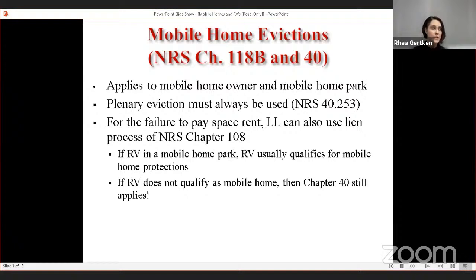And then if an RV, and I talked a little bit about the definitions of a mobile home park. If it's an RV in a mobile home park, the RV usually qualifies for mobile home protections. Generally speaking, RVs have lesser protections against eviction because you're in an RV, it should be mobile, you should be able to drive off. But if it qualifies as a mobile home park, depending on the status of the space and the lot and how they're managing it, the RV could qualify as a mobile home under Chapter 118B. And it's important to also, we'll get into this later, but even if you don't qualify for 118B protection, you're still entitled to Chapter 40 protection. So if you're living in an RV and it's not a mobile home park, the landlord still has to give you an eviction notice. Correct. And Chapter 40 still applies for evictions.